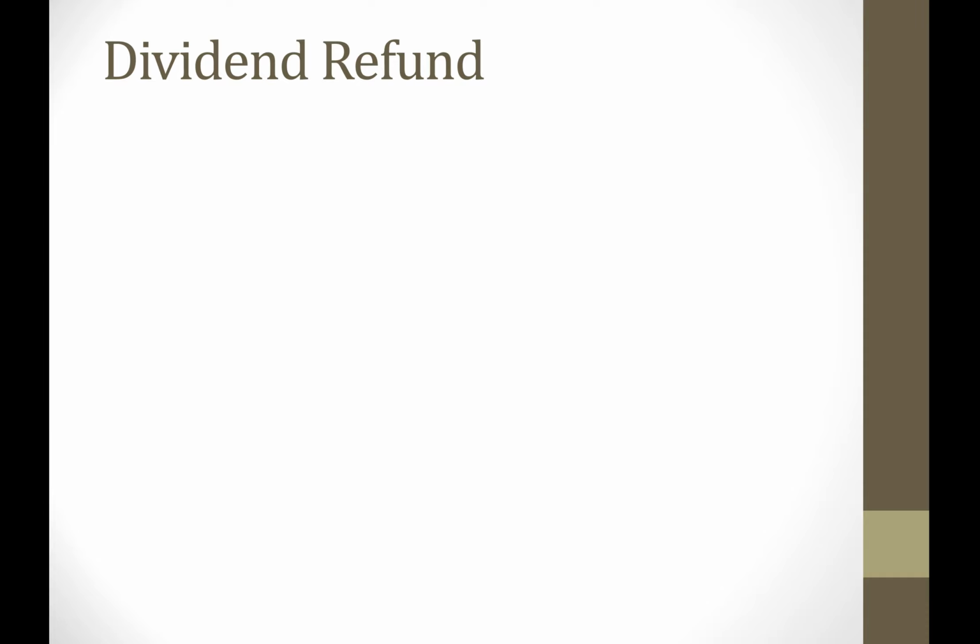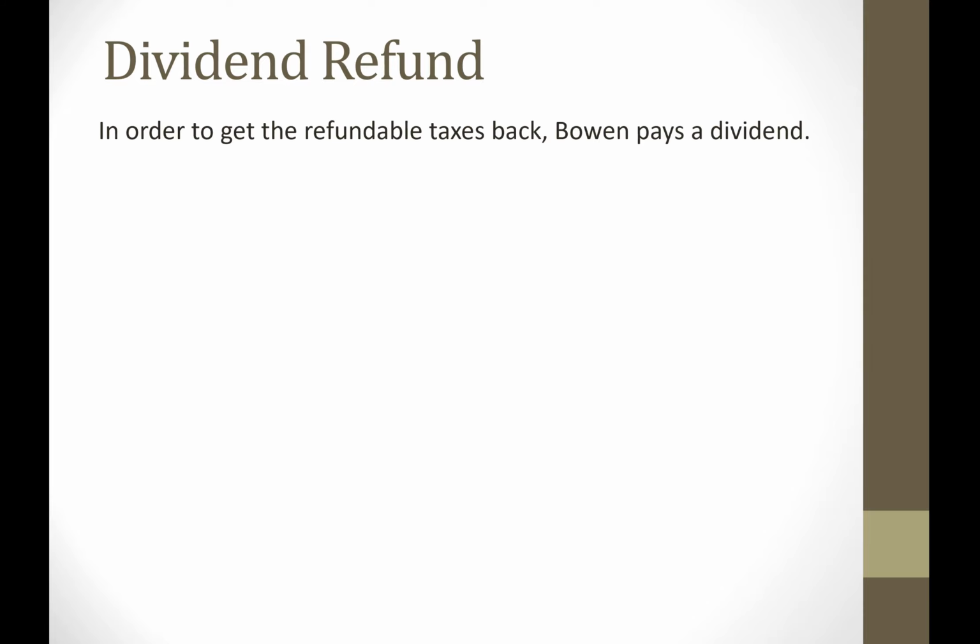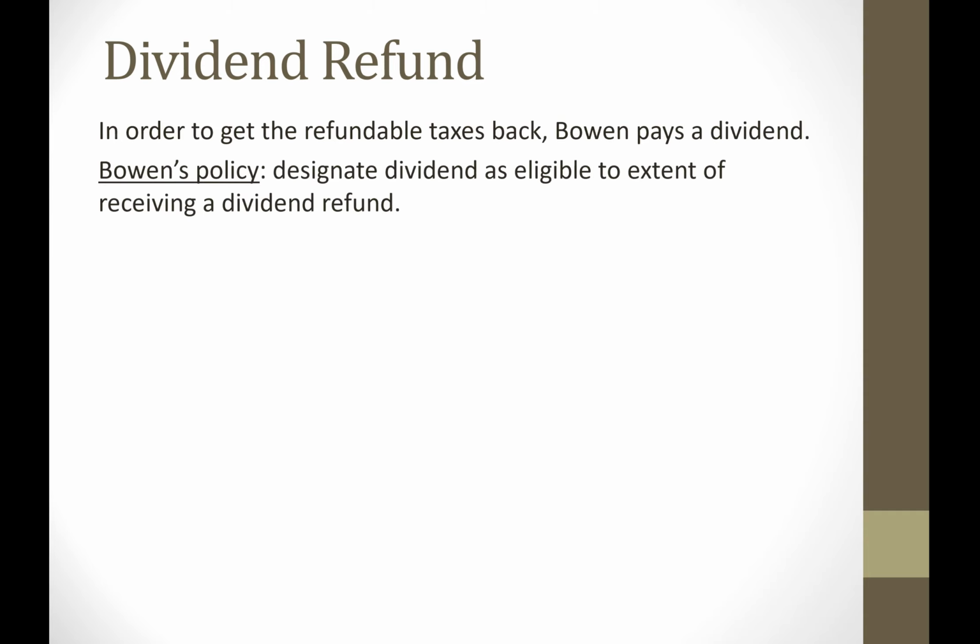Now with the dividend refund, which is basically a refund of the refundable taxes that we already paid, we only get it if a dividend is paid to our shareholders. When Bowen pays a dividend, they can designate it as eligible or non-eligible, and that's going to impact the amount of the dividend refund they get. In the question, it says that Bowen's policy is to designate the dividend as eligible to the extent that they're going to get a dividend refund. They'll only get one if they have a balance in their eligible RDTOH account, which we determined that they do have a small balance.